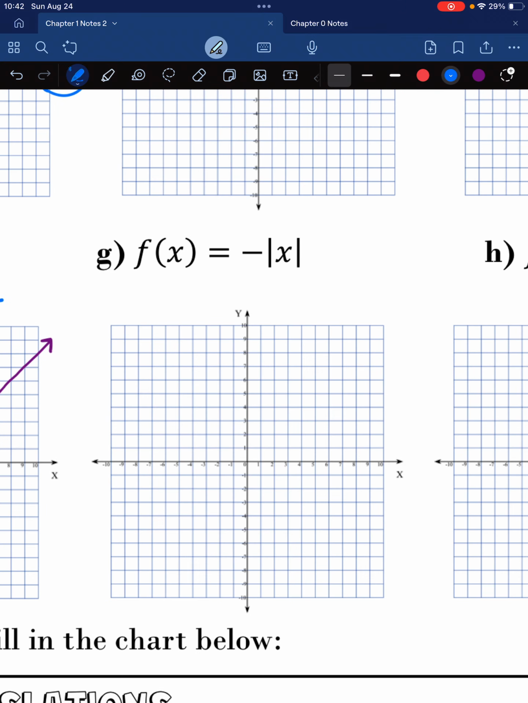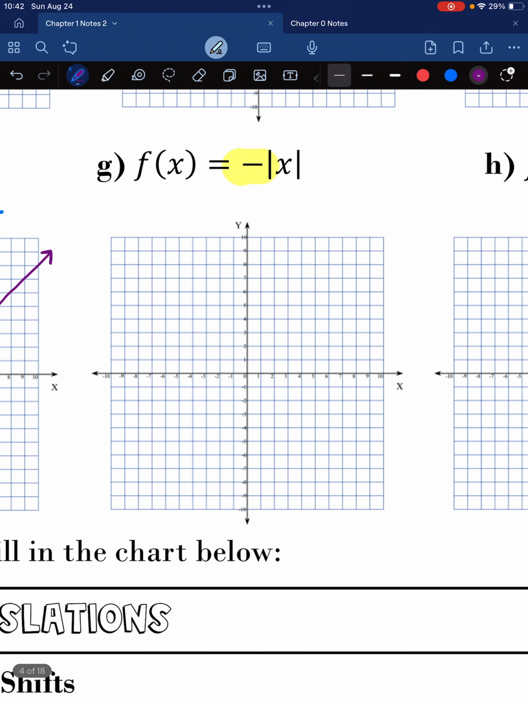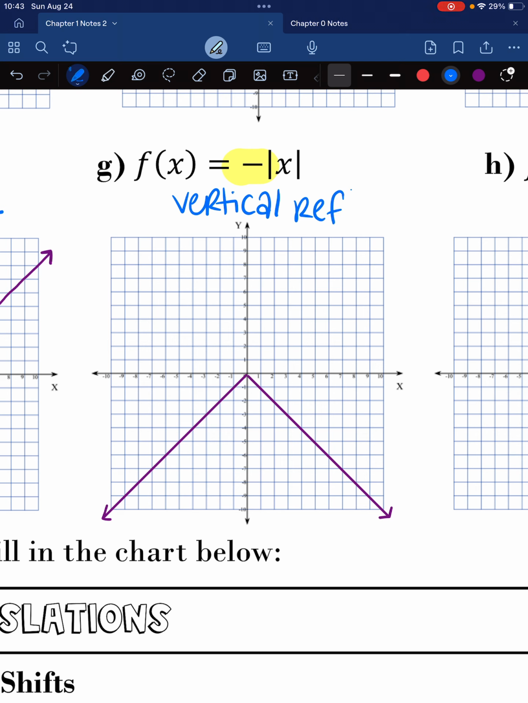Okay, we got 2 more. We have a negative for the first time, so we have this negative on the outside. What is that going to do to my graph? So type that in your calculator, type it into Desmos. And we can see that vertical reflection for the first time. So we have a vertical reflection.